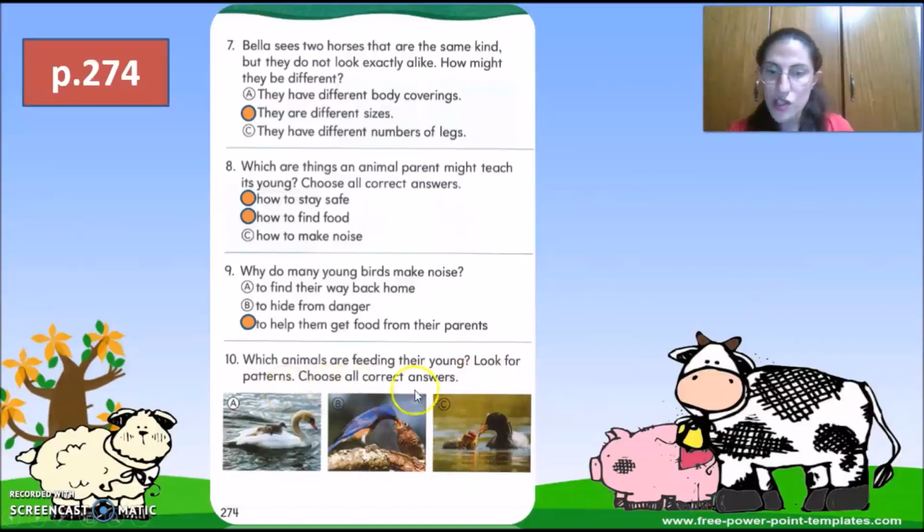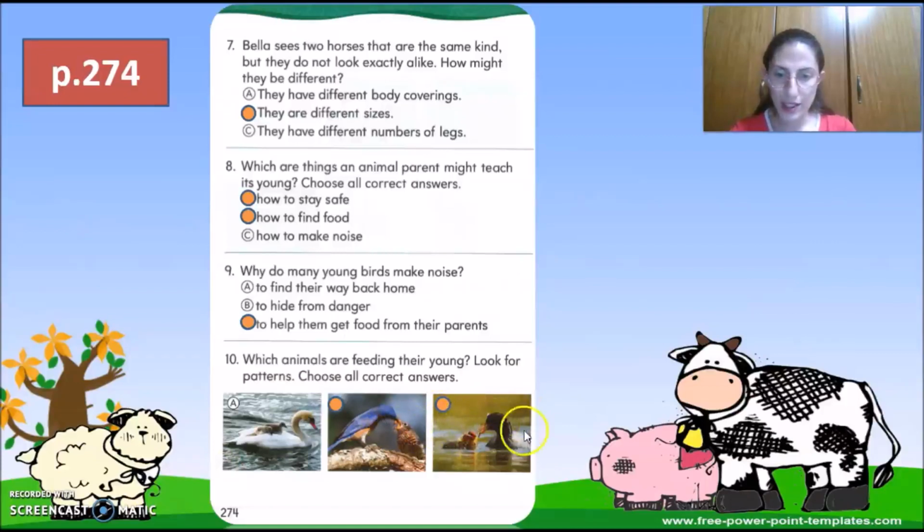Look for patterns. Choose all correct answers. Which animals are feeding their young? Is it A, B, or C? Excellent, it is B and C. So we chose letter B and C because we could observe it clearly in the picture that the birds are feeding their young. Okay, these animals are feeding their young.